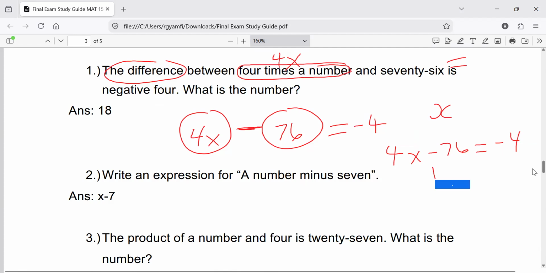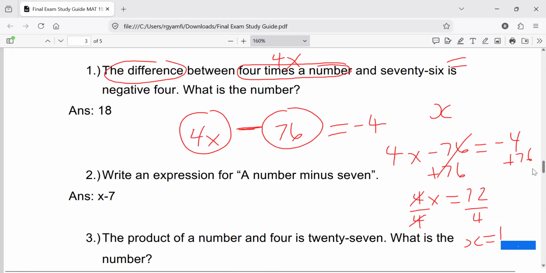Now to solve for x, the 76 has to go away. So I've got 4x equals -4 plus 76, which is 72. And then I divide both sides by 4. 72 divided by 4 is 18. I'm done with that. 18. Okay.